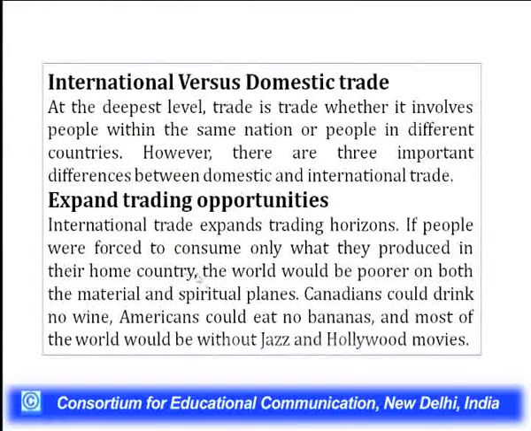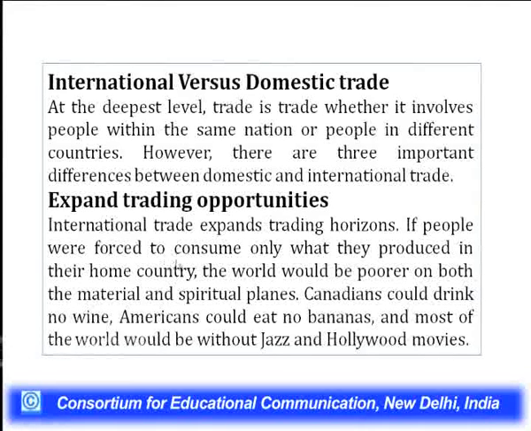Now, what is the difference between domestic and international trade? At the deepest level, trade is trade, whether it involves people within the same nation or people in different countries. However, there are three important differences between domestic and international trade. Firstly is expanded trading opportunities. International trade expands trading horizons.